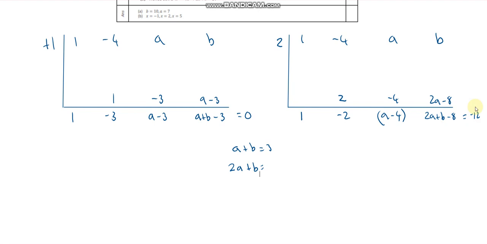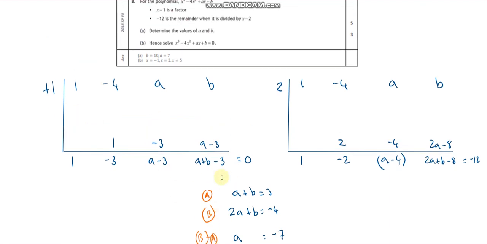That'll become negative 4. Now this is good to go because the coefficients in front of the b are the same. So I can just take away one equation from the other. So I'll call that equation a, call that equation b. Let's do b take away a. B take away, do either one you want, doesn't really matter. So that's going to give me a plus 0, so the b's disappear, and negative 4 take away 3, negative 7. So a would be equal to negative 7.